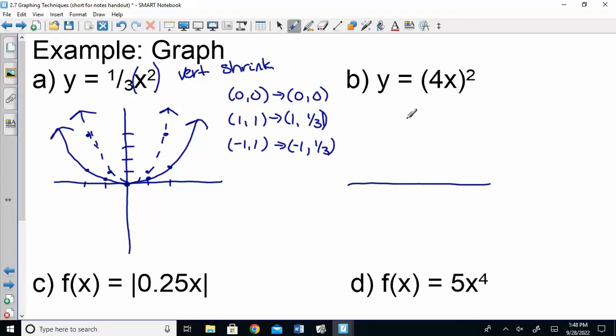On B, same parent function. What's going to change, the X or the Y? Inside is X, and it does the opposite of what it says. So it says take X times 4. So what will we really do? Divide it by 4.